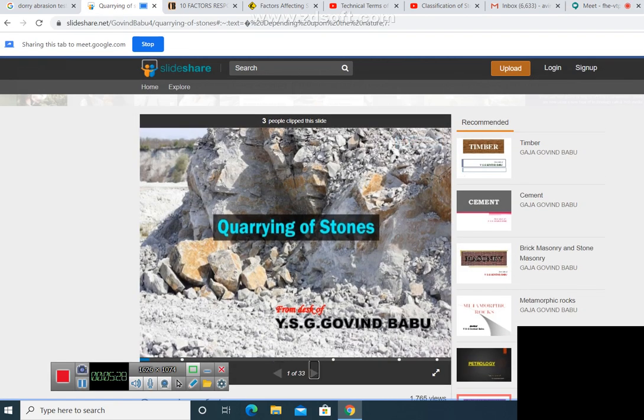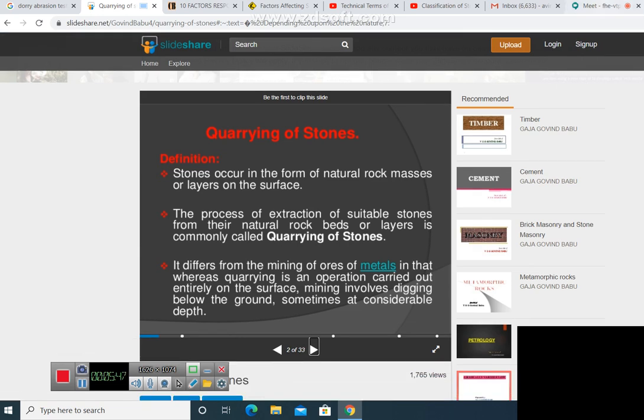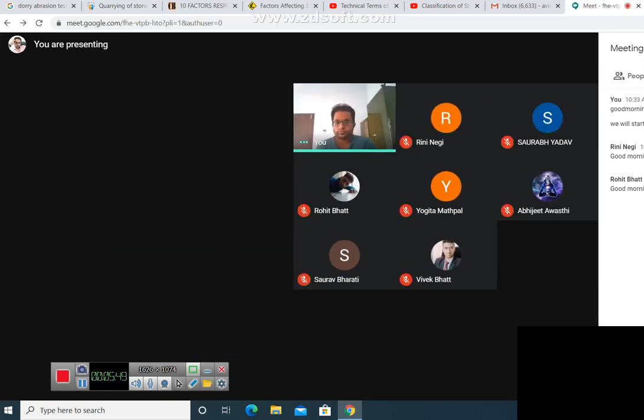So quarrying of stones. What do you mean by quarrying? The stones occur in the form of natural rock masses or layers on the surface. The process of extraction of suitable stones from their natural bedrock or layer is commonly called quarrying of stones. So what is meant by quarrying?